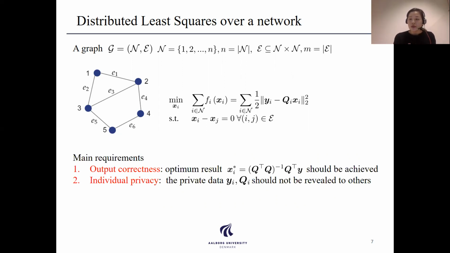We conclude that there are two main requirements we should satisfy. The first thing is, of course, we would like to get the optimum solution, which is given by this expression. We can see that the big Q matrix is obtained by stacking all the local Qi together, and the same also holds for Y: we stack all the yi together, and then we get this Y vector. In the meantime, we would like to protect our individual privacy, which is our own observation, our own local information, yi and qi, from being revealed to others.